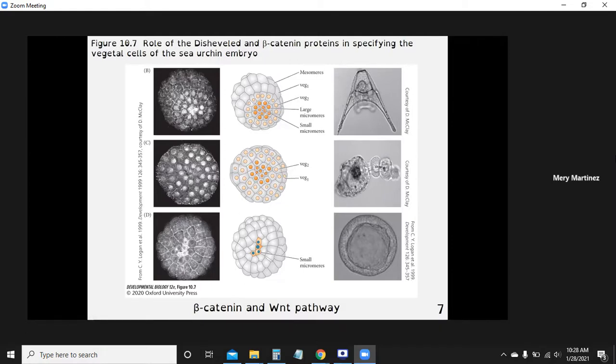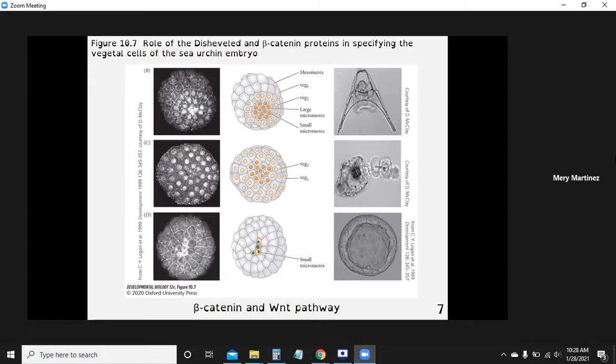Beta-catenin accumulates in the nucleus of those cells fated to become endoderm and mesoderm, okay? So this is what we see. All these cells that are supposed to become endoderm and mesoderm will express that beta-catenin, okay? So here we see that expression very clearly.